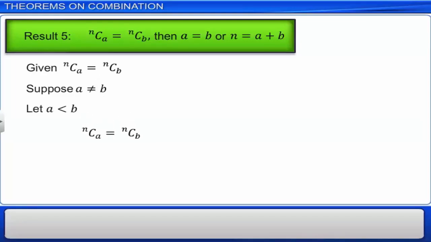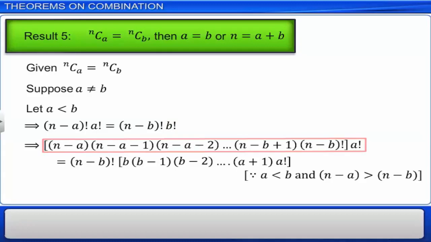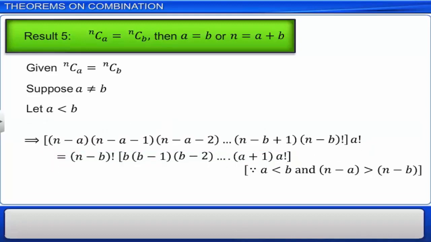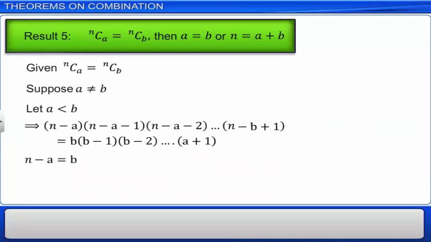We use the formula for combinations on both the sides. The factorials can be expanded as shown on both the sides. The first term on the left-hand side is expanded using the fact that a is less than b. The second term on the right-hand side is also expanded in a similar way. Since either side is the product of b minus a consecutive positive integers, we have n minus a is equal to b. Simplifying, we get the result.